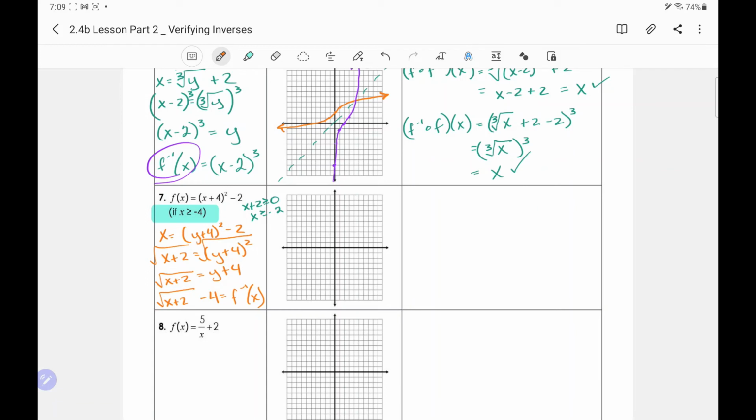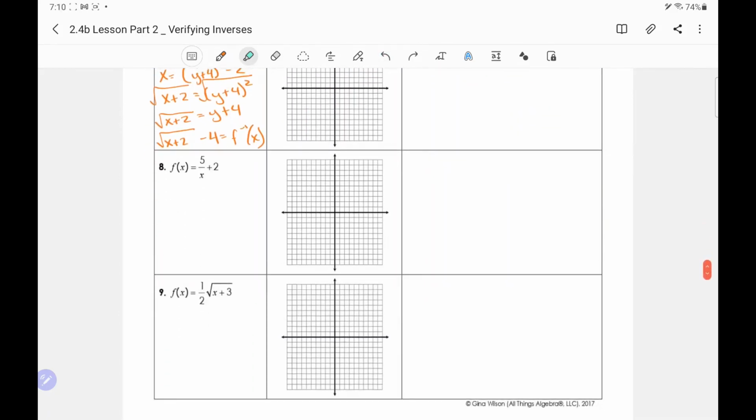So I'm going to let you go ahead and finish. You need to do the graph and the algebraic on your own, okay? Doesn't mean skip them. I'm just going to give you some talking points about number 8 first. So right here we have reciprocal function 5 over x.